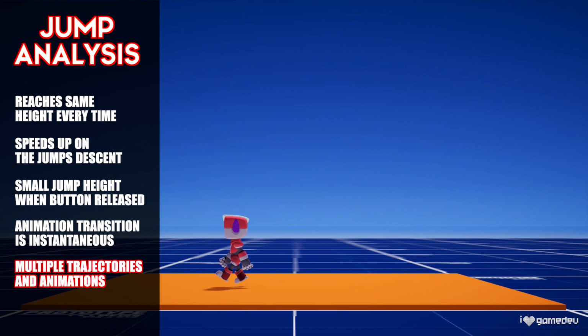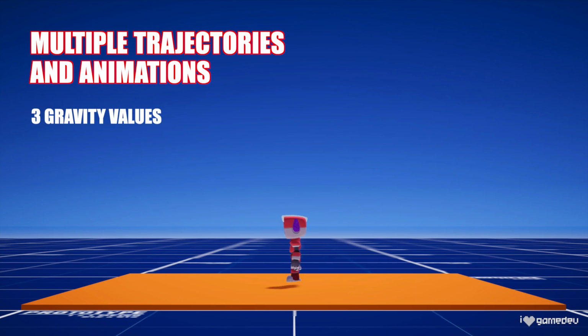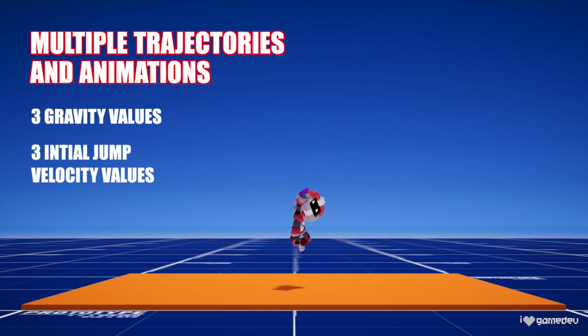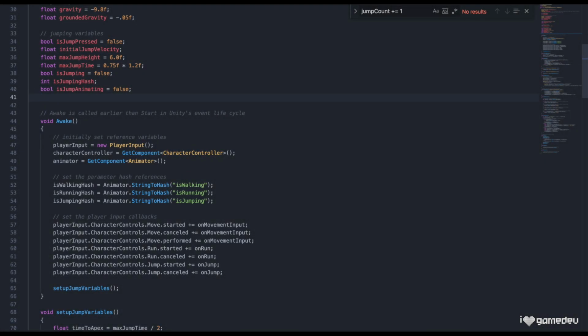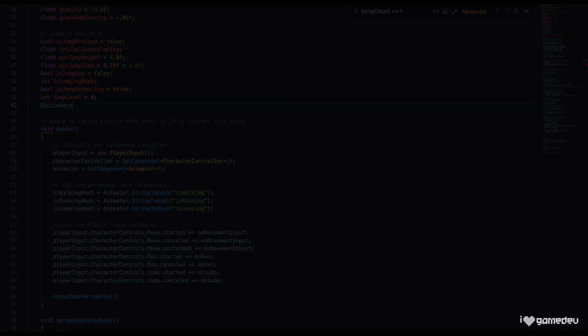As mentioned after the analysis of Mario's jump, we may want to create different trajectories on consecutive jumps. To do so, we'll need to calculate 3 different gravity values and 3 different initial jump velocity values. To implement each jump, we are actually going to refactor the code from earlier. What we'll do is create a new integer variable titled JumpCount, and we'll set it to a value of 0. Next, we'll create 2 dictionaries that we'll use to store the 3 initial jump velocities and 3 jump gravities.